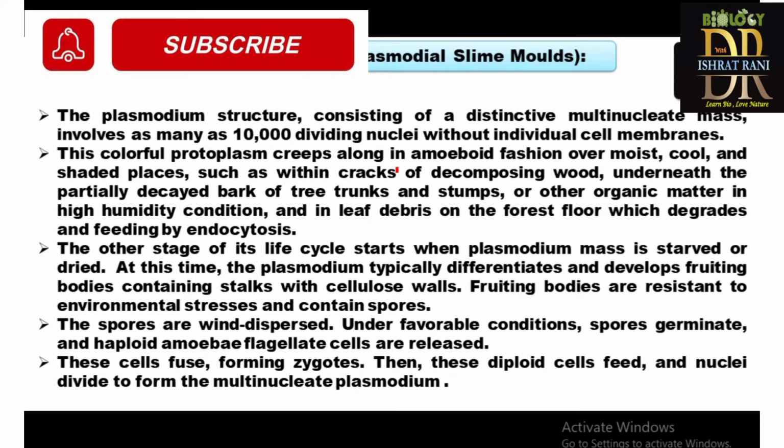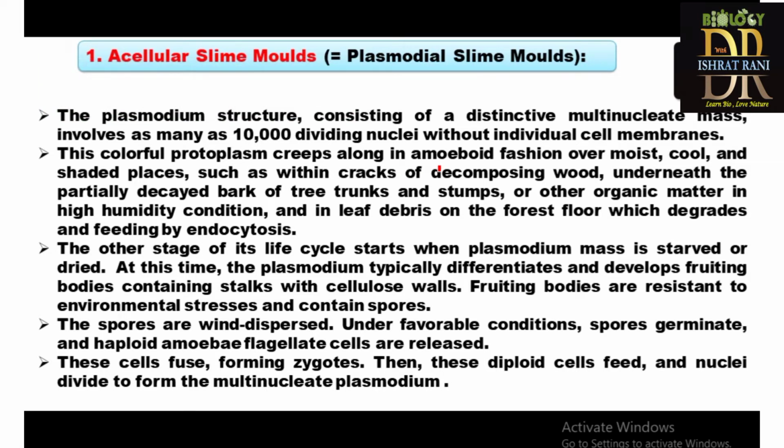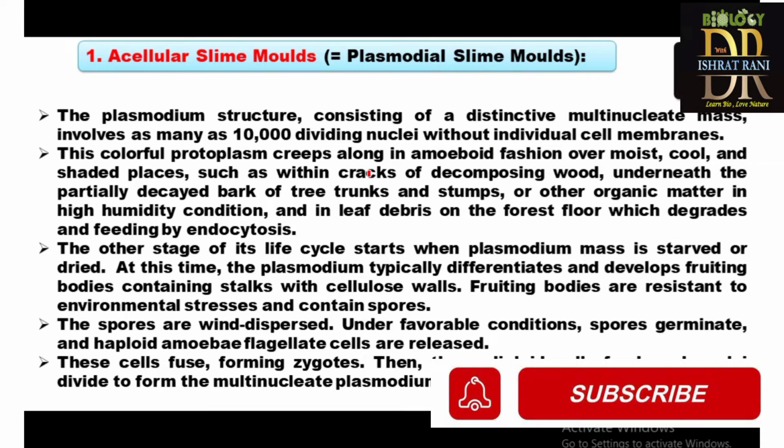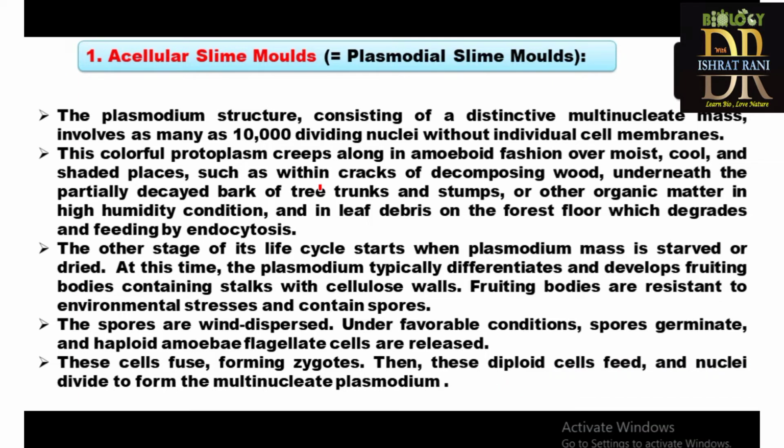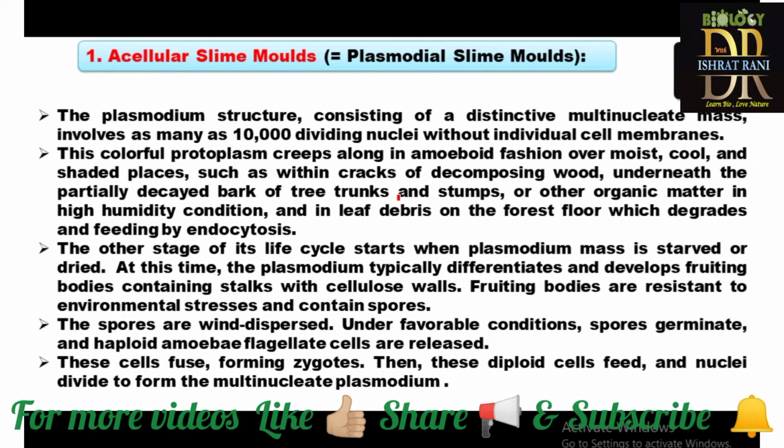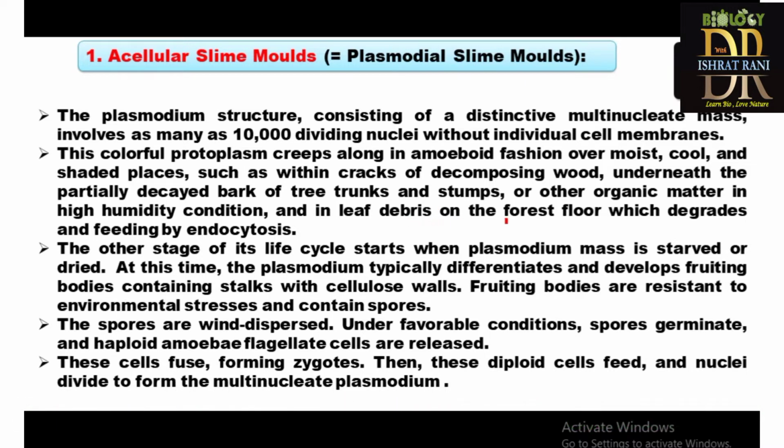You must have seen the locomotion or movement of an amoeba. It also creeps just like an amoeba over moist, cool and shady places, such as within the cracks of decomposing wood, underneath partially decaying bark of trees, trunks and stumps or other organic matter in high humidity conditions, and in leaf debris on the forest floor, which it degrades, feeding by endocytosis.